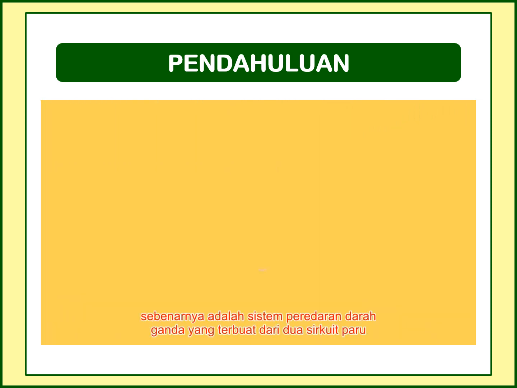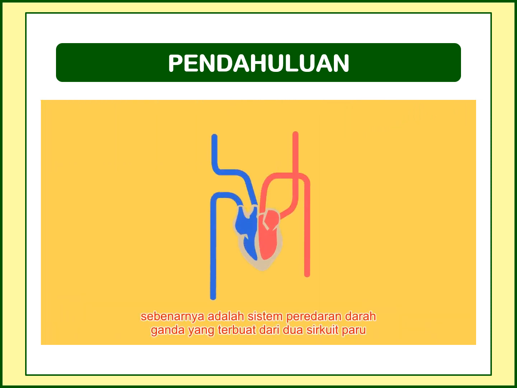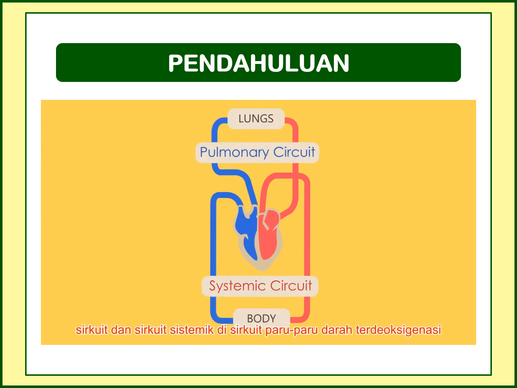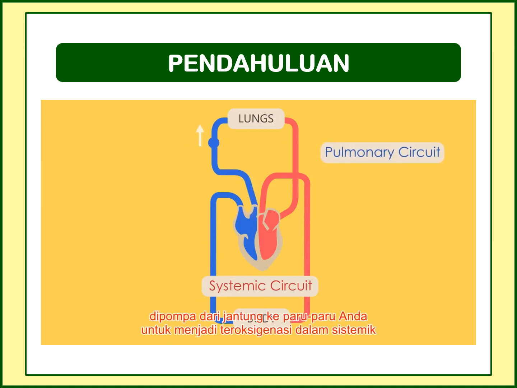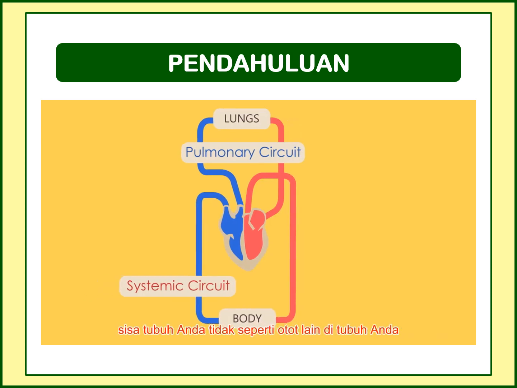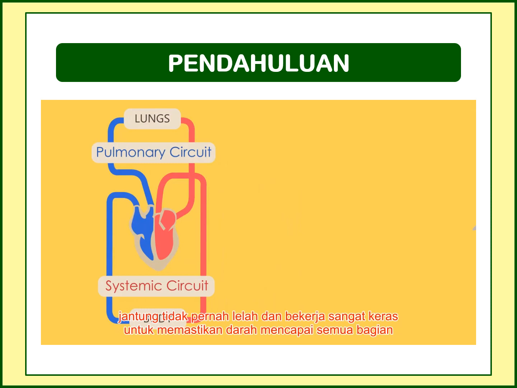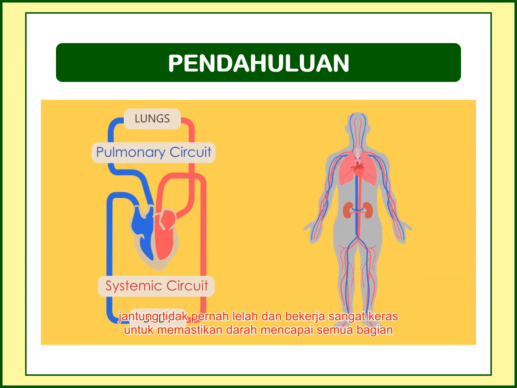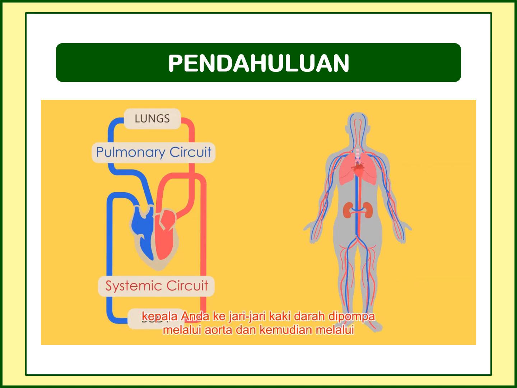This system is actually a double circulatory system, made of two circuits, the pulmonary circuit and the systemic circuit. In the pulmonary circuit, deoxygenated blood is pumped from your heart to your lungs to become oxygenated. In the systemic circuit, this oxygenated blood that is returned to the heart is pumped to the rest of your body. Unlike other muscles in your body, your heart never tires and works very hard to ensure that blood reaches all parts from your head to your toes.